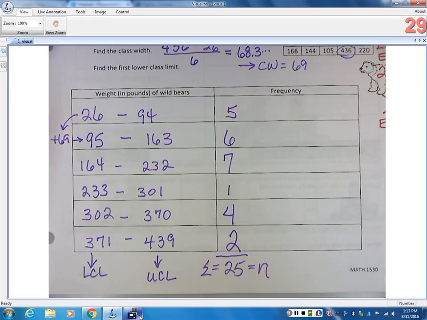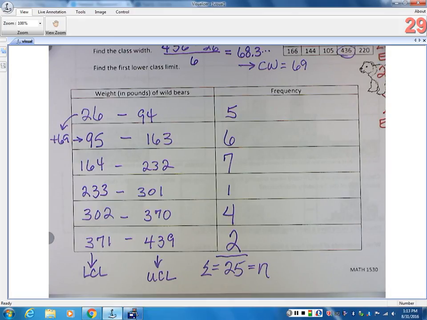And that actually has a symbol. It is lowercase n. It's the number that's in the sample. So those needed to match. Okay? Is everybody okay with that so far? Okay.